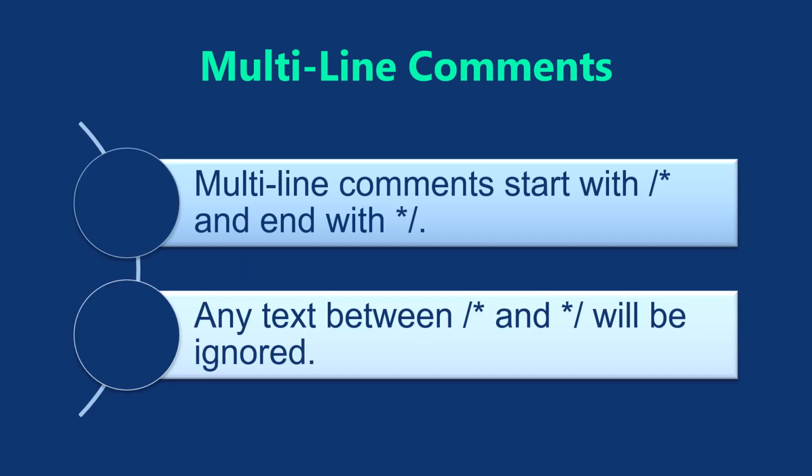Multi-line comments are also known as block comments. They are used for longer explanations or when you need to comment out multiple lines of code. It begins with slash asterisk and ends with asterisk slash.